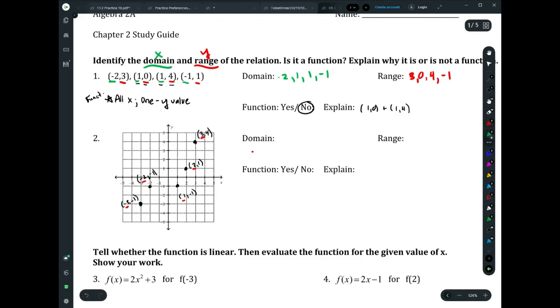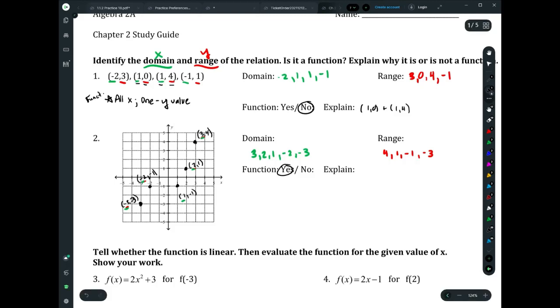Range values, again, are the y coordinates that correspond. So 4, 1, -1, -1 again, and -3. That's -3, sorry, I had a typo here. Okay, this one is a function.